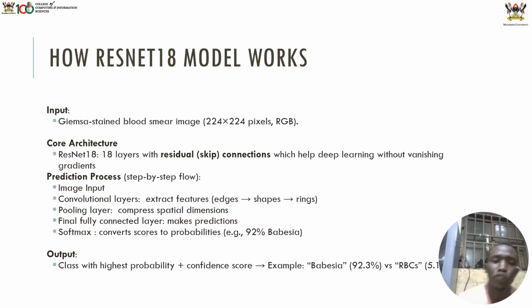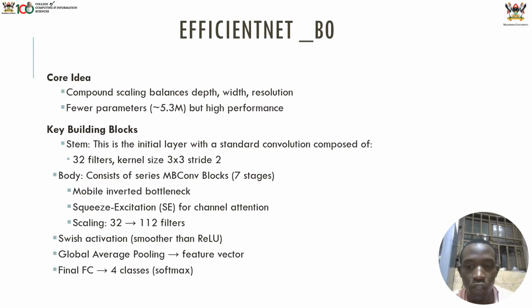Then our output: the model selects the class with the highest probability and provides a confidence score, for example predicting Babesiosis at a high percentage compared to the normal red blood cell. Then from there, we go to our next model, which is EfficientNet B0.